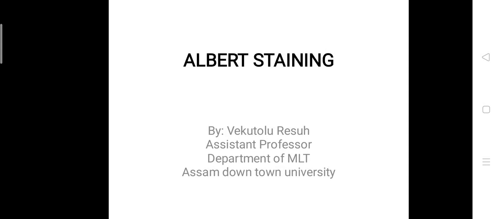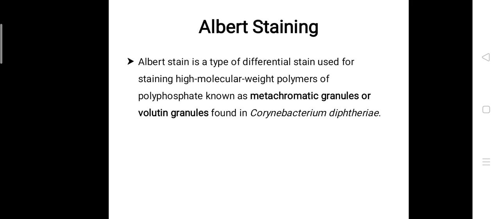Today I'll be talking on the Albert staining. So this Albert staining is a type of differential stain used for staining the high molecular weight polymers of polyphosphate known as metachromatic granules or volutin granules, which is found in Mycobacterium diphtheria.